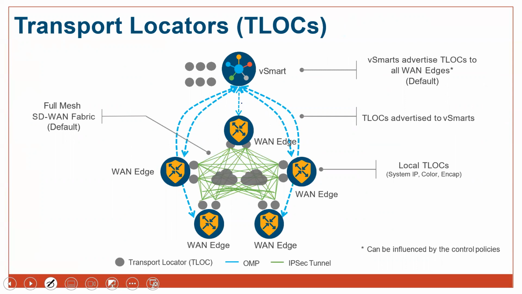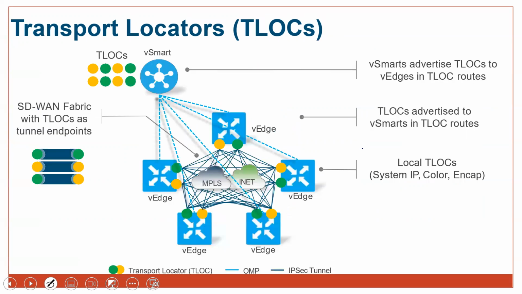A few diagrams here just to give you more information about the attributes of TLOC: system IP, color and encapsulation. They are the attributes of TLOC, although there are more. And this is just a logical diagram that by default these devices form full mesh connectivity. But with the help of TLOCs, we can control this. We can make this hub and spoke, or spoke to spoke, etc.